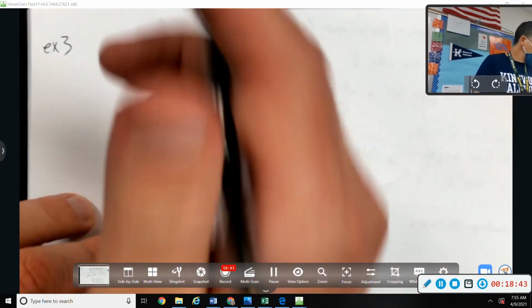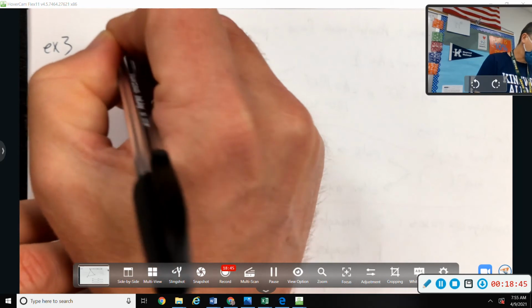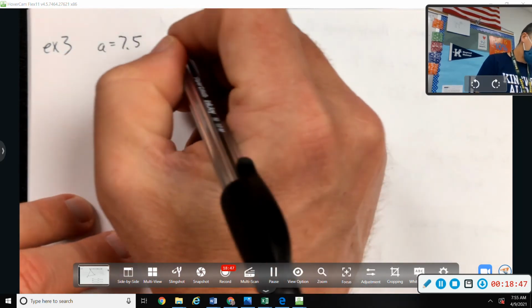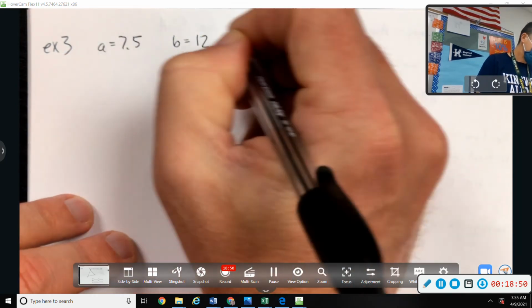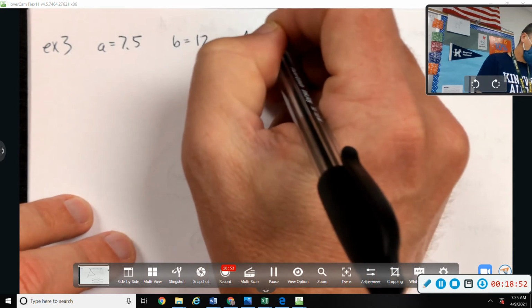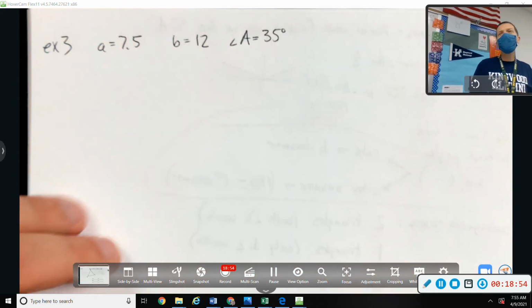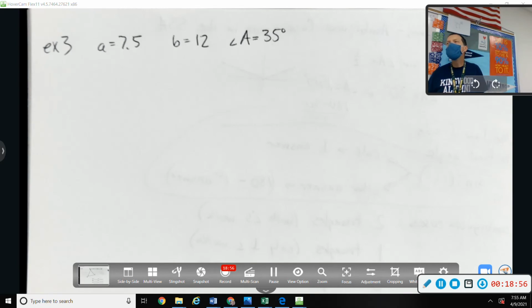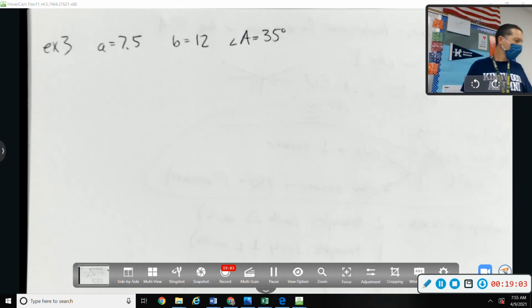So this is our least favorite case right here because it's the most work. Well, probably not many since it takes a while and there's so many other things we have to do. A equals 7.5, B equals 12, angle A equals 35.